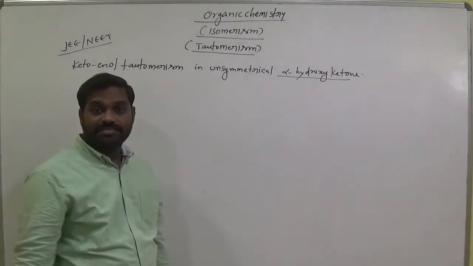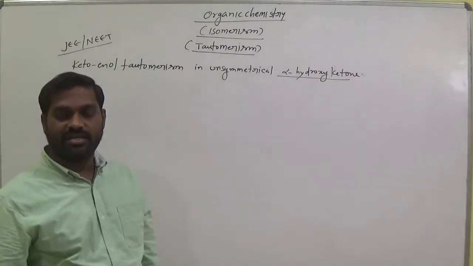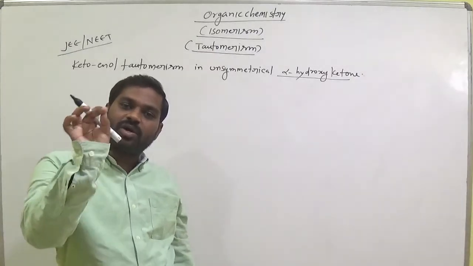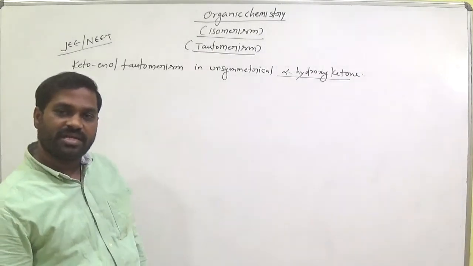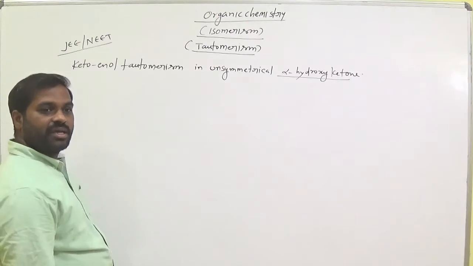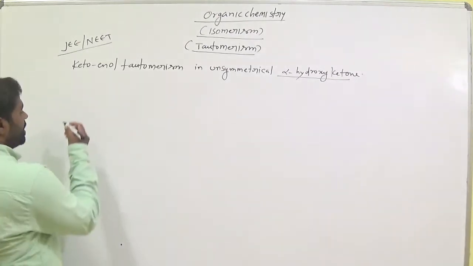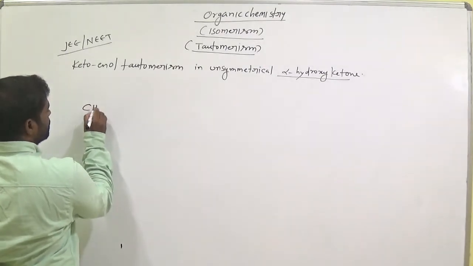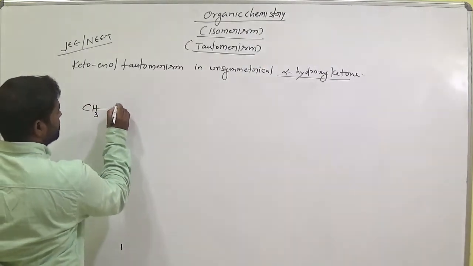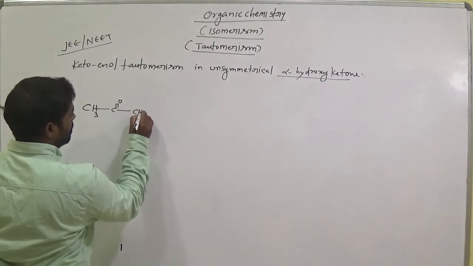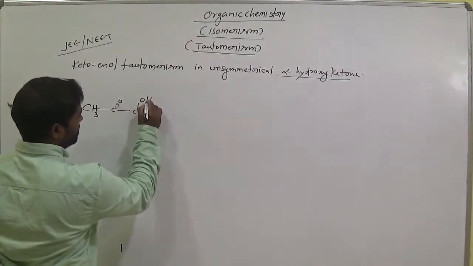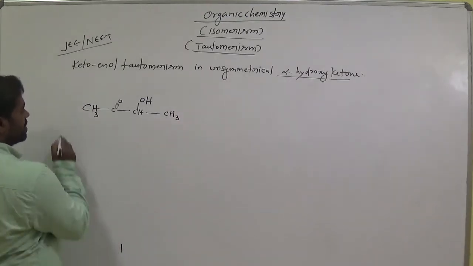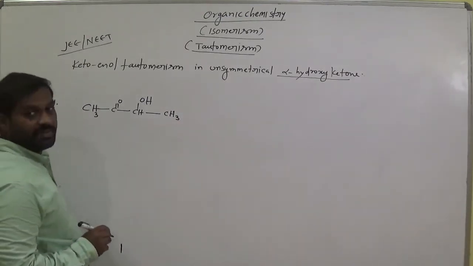You know, on the alpha carbon a keto functional group is there. Why? Because it is a keto. Alpha hydroxy means on the alpha carbon an OH group is there. Then that is called as alpha hydroxy ketone. Let's see. CH3, C double bond O, CHOH, CH3. Example 1.